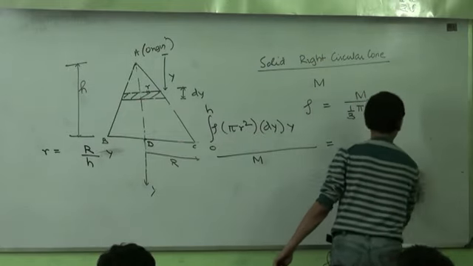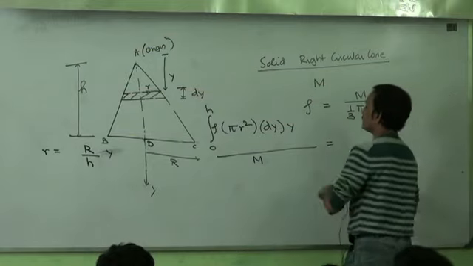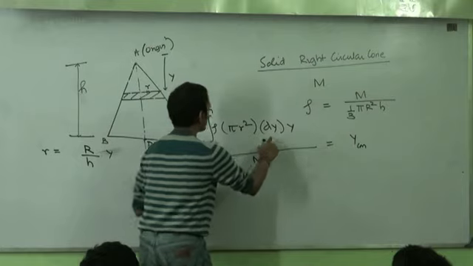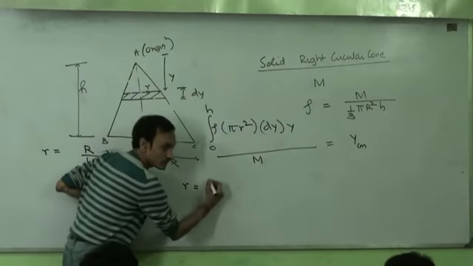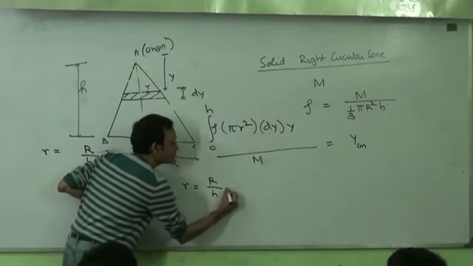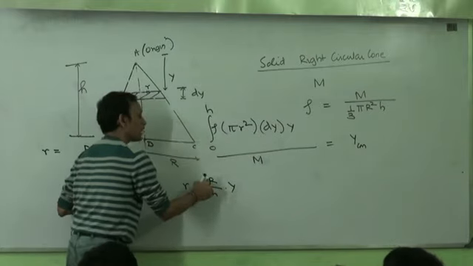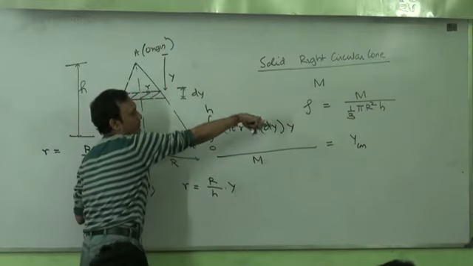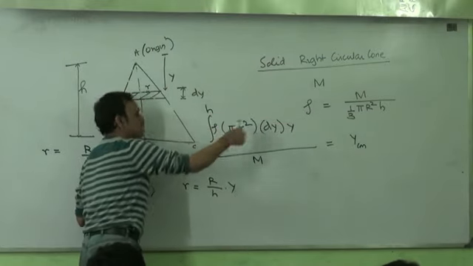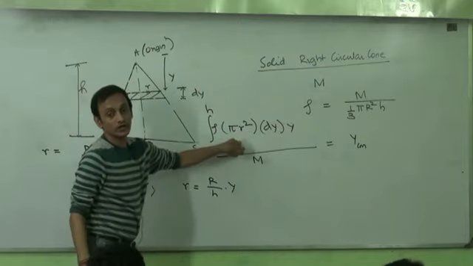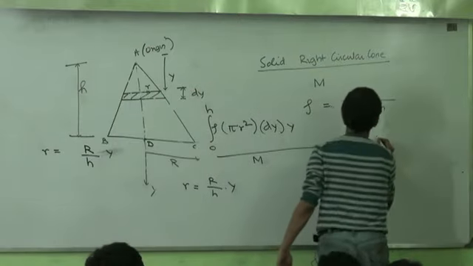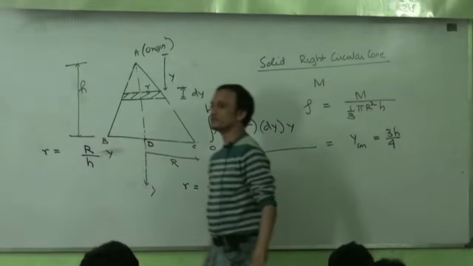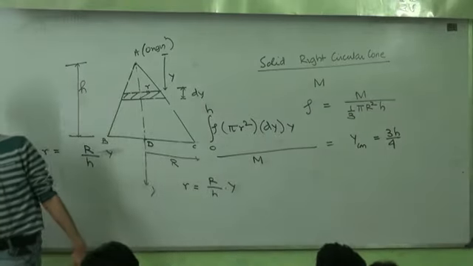Right. And this is going to give me the y coordinate of the center of mass, where small r, like I said, is capital R by h into y. So you can plug in small r as capital R by h into y right here. Plug in rho equal to m by 1/3 pi r squared h, etc. And you're going to get the y coordinate of the center of mass of the right circular cone, and it's going to turn out to be 3h by 4.